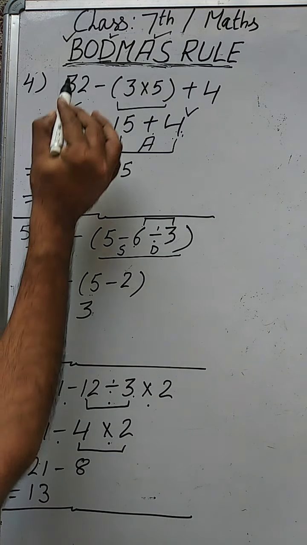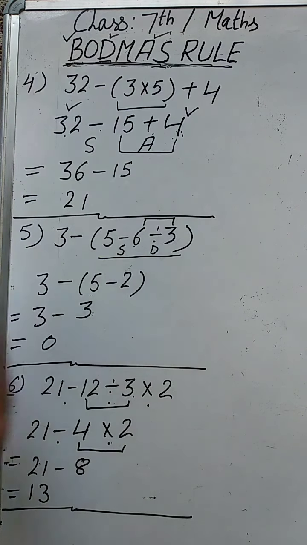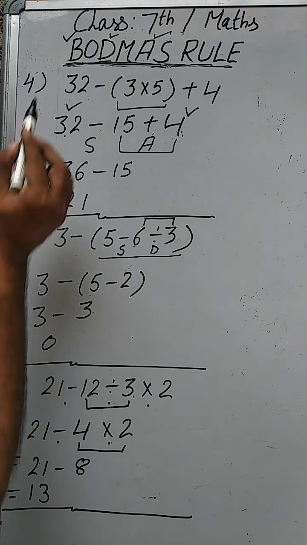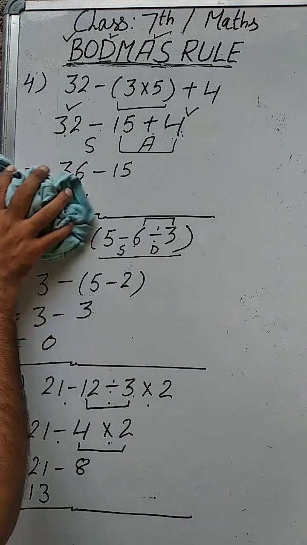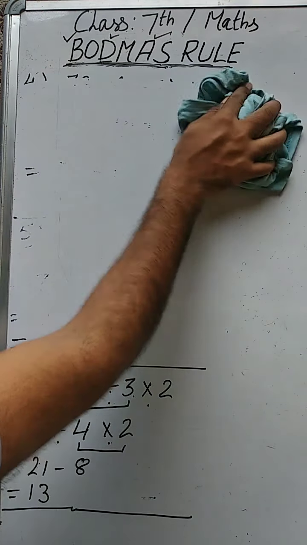So simply according to the letters in the word BODMAS, you have to move in your question. Whichever letter comes first, you have to perform that operation first. Clear beta? Now your next question is question 7th.